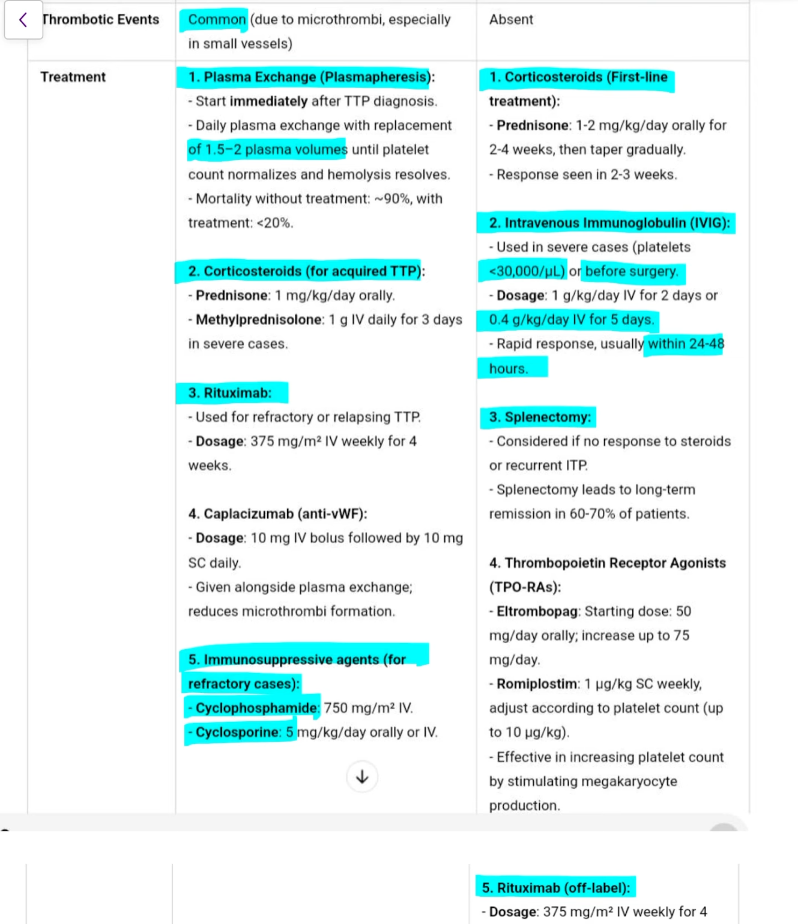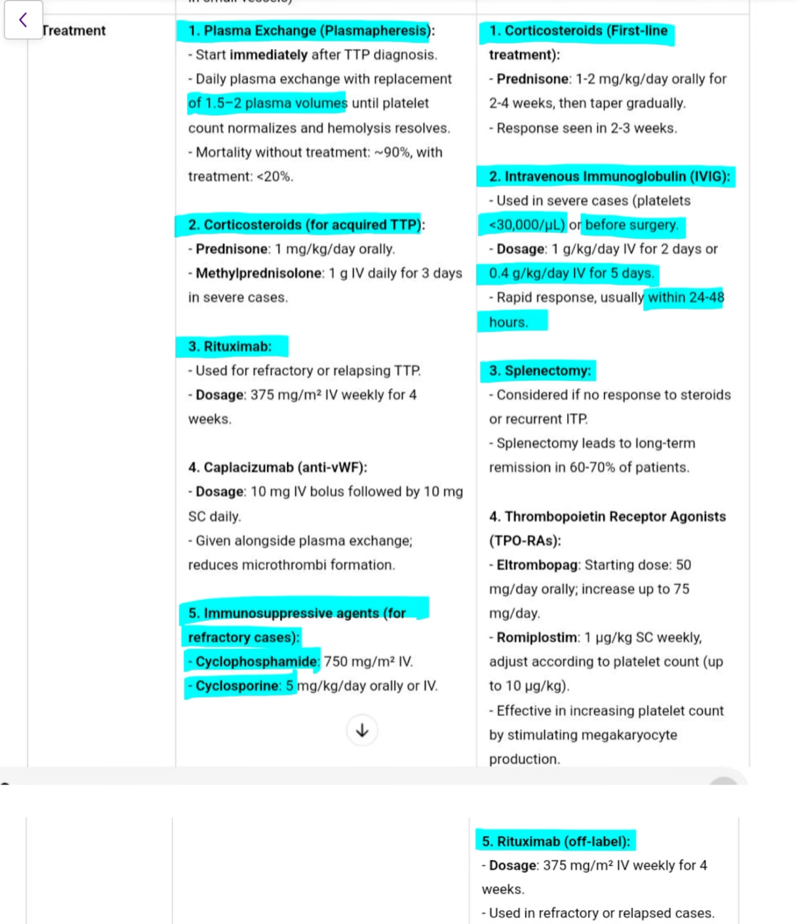Splenectomy is done in ITP, not in the cases of TTP, when there is no response to the steroids, or if there is a recurrent ITP. Splenectomy leads to long-term remission; 60 to 70% of cases go into remission.